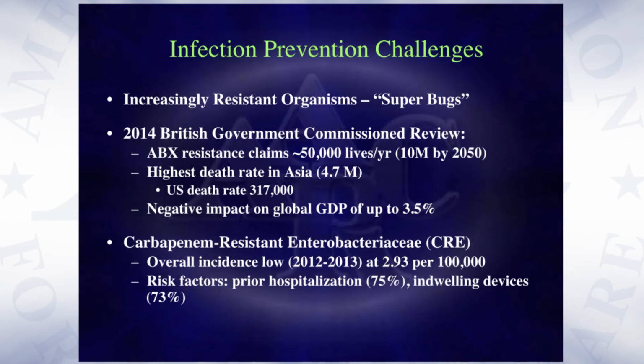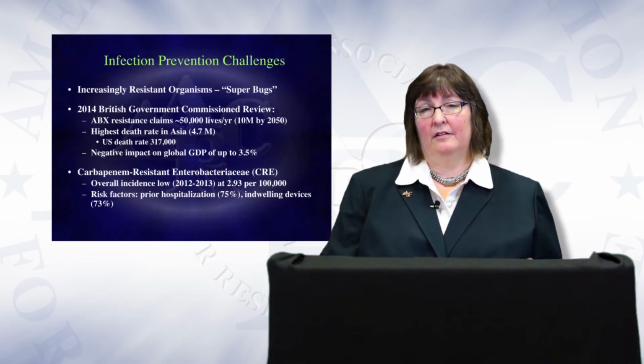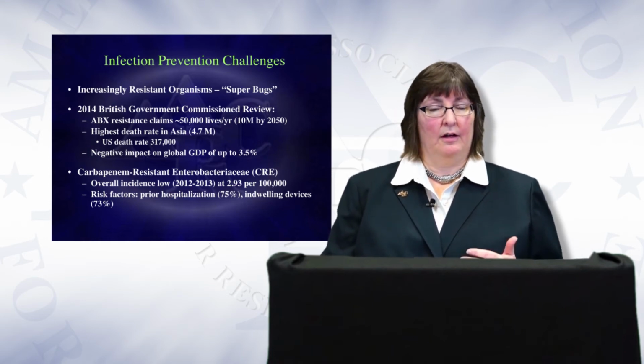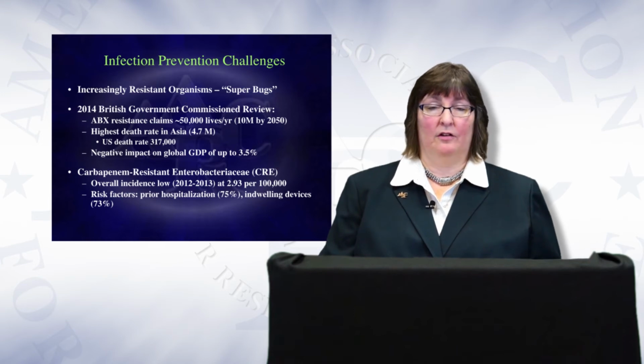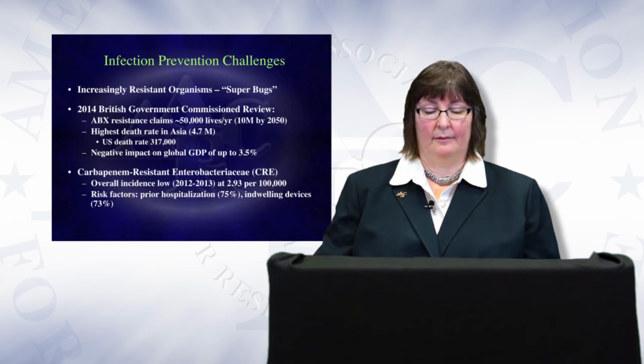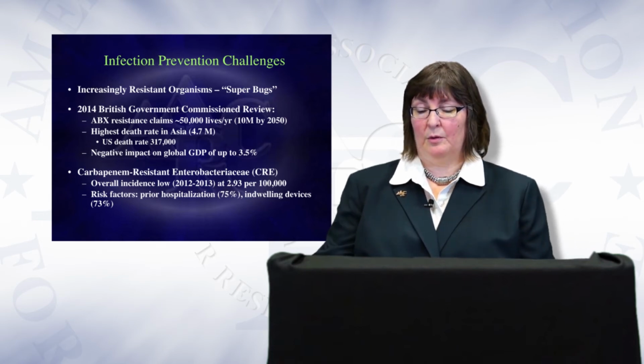We've all heard very scary stories about carbapenem-resistant Enterobacter, but the overall incidence is not as high as MRSA. In fact, the overall incidence is relatively low, only 2.9 cases per 100,000 people. Risk factors, not unexpected: prior hospitalization and indwelling devices. So that's better than MRSA, but hopefully it will stay that way and we won't have to deal with more cases.